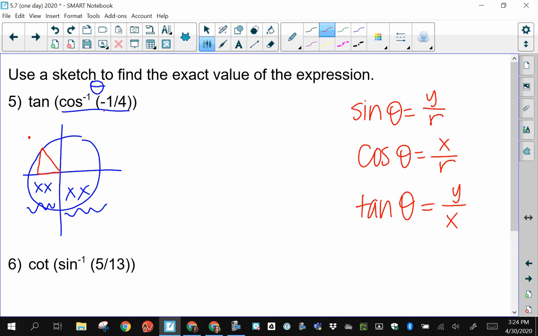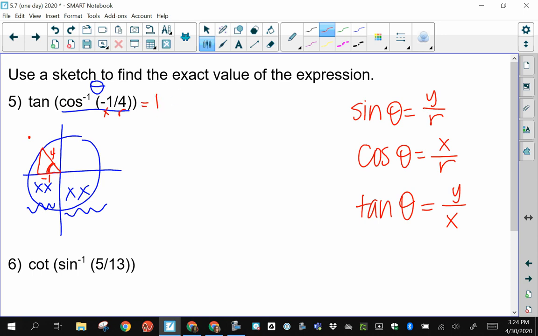Cosine is x divided by r. So the x value is -1, and the radius is 4. That's the hypotenuse of that triangle. What we've done is we've identified the theta. Okay, just leave it like that. We're not going to find its angle measure.